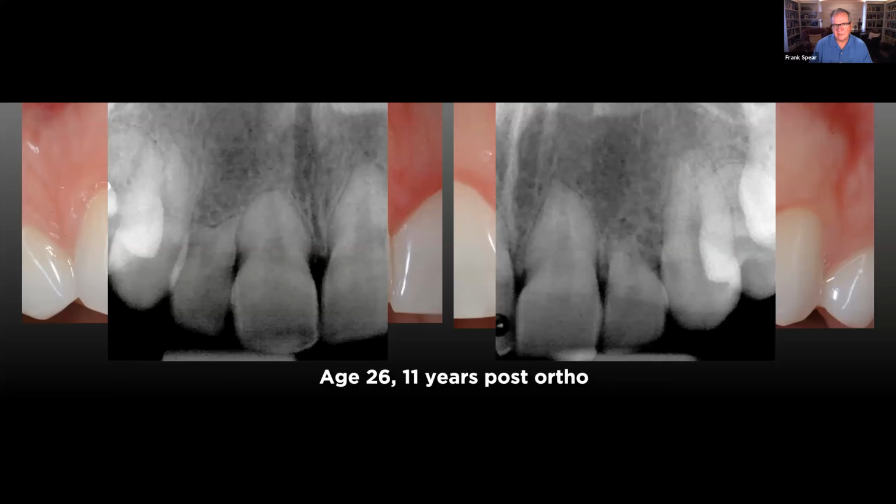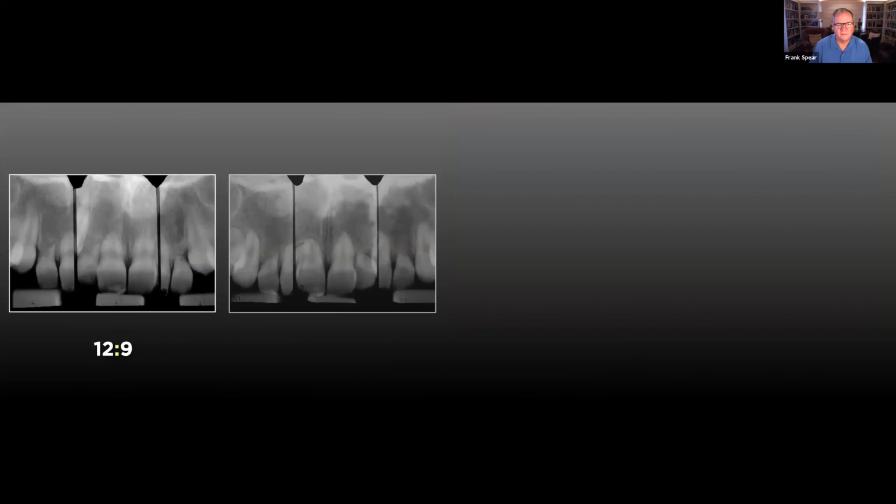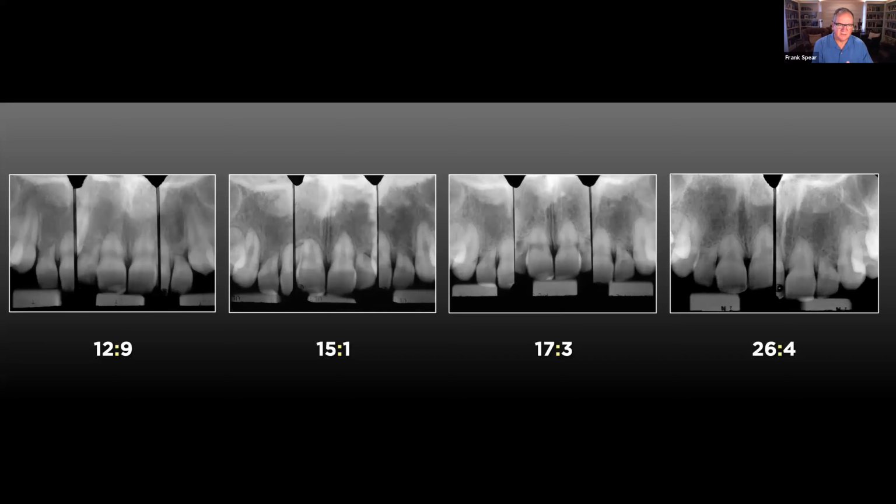And what's fascinating about a lot of these short-rooted teeth is they almost feel like they get some kind of fibrous attachment to the bone, because the mobility is amazingly normal. So there's 12, 9, 15, 17, 26. That's what I mean by integrating a minimally invasive concept into a more complex problem.